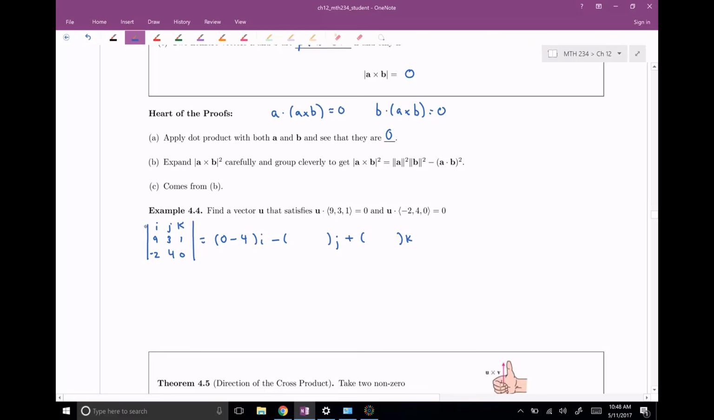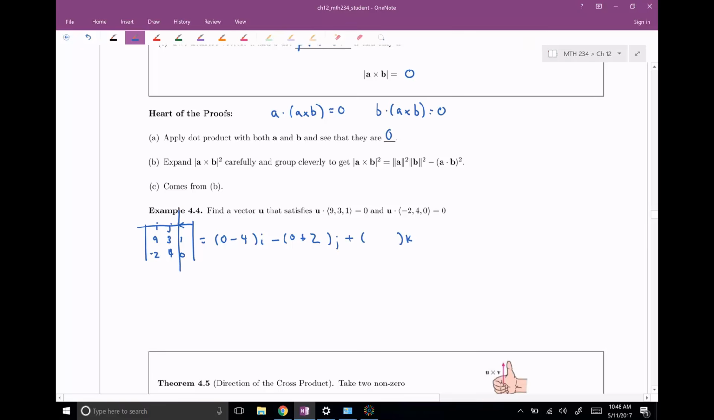All right, now if I cross off the J stuff, okay, 9 times 0 is 0, minus 1 times negative 2 is negative 2. So it's like plus 2. All right, and then finally cross off the K stuff.